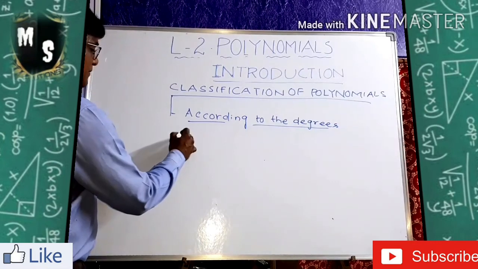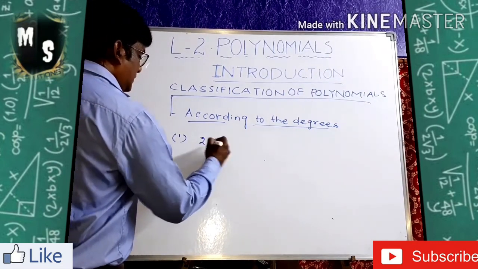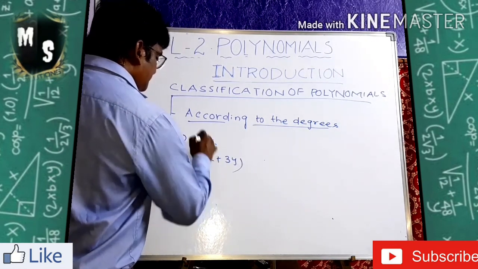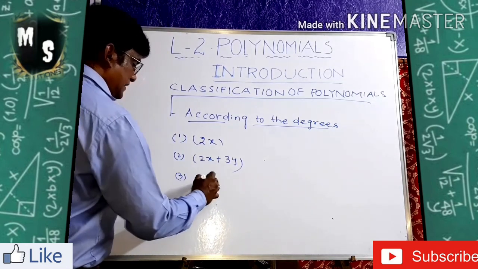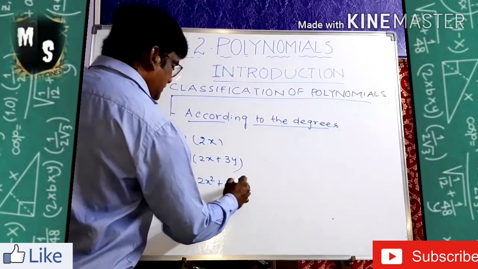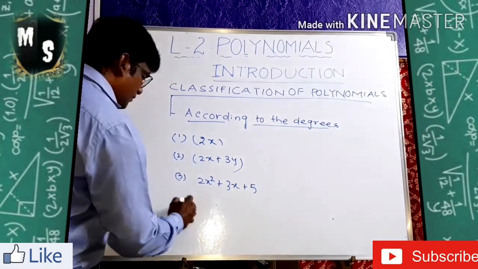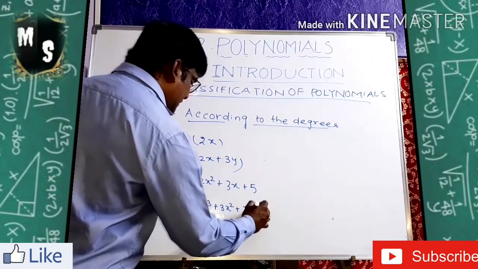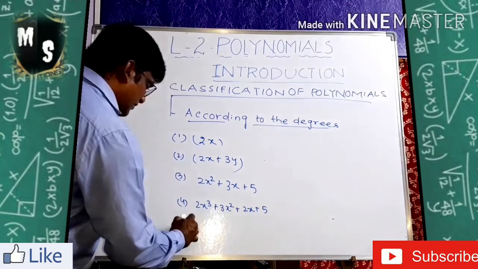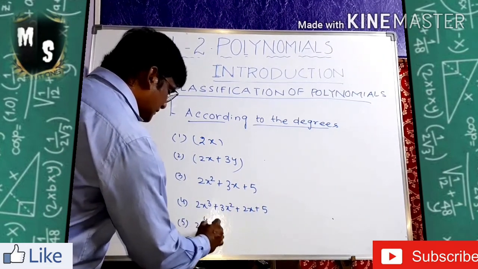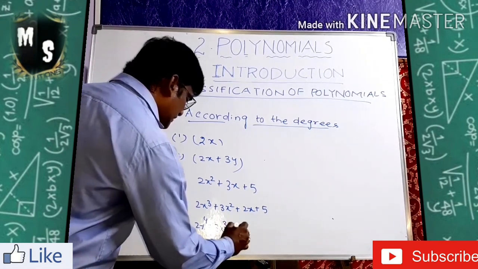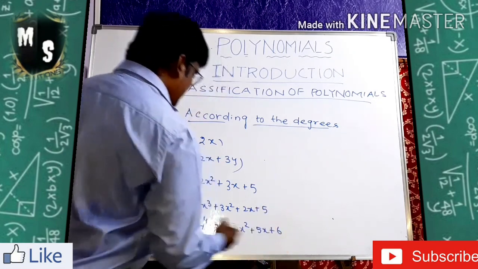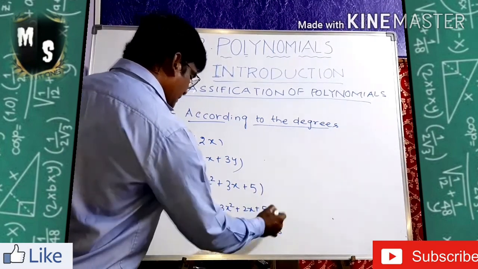First example I am giving you, let it be 2x. The second example, let it be 2x plus 3y. The next one I am giving you is 2x square plus 3x plus 5. The fourth one is 2x cube plus 3x square plus 2x plus 5. The fifth expression is 2x^4 plus 3x cube plus 2x square plus 5x plus 6.